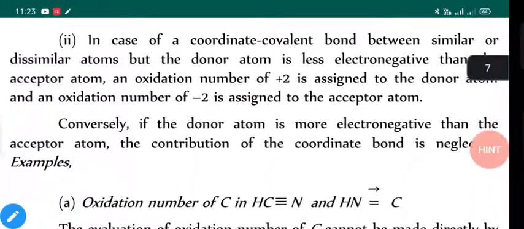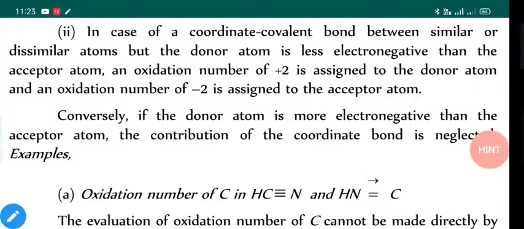Now the second and new rule is, in case of a coordinate covalent bond, between similar or dissimilar atoms, it doesn't matter, if the donor atom is less electronegative than the acceptor atom, an oxidation number of +2 is assigned to the donor atom and an oxidation number of -2 is assigned to the acceptor atom. Keep in mind, when the donor is less electronegative, the donor gets +2 charge per coordinate covalent bond and the acceptor gets -2 charge per coordinate covalent bond.